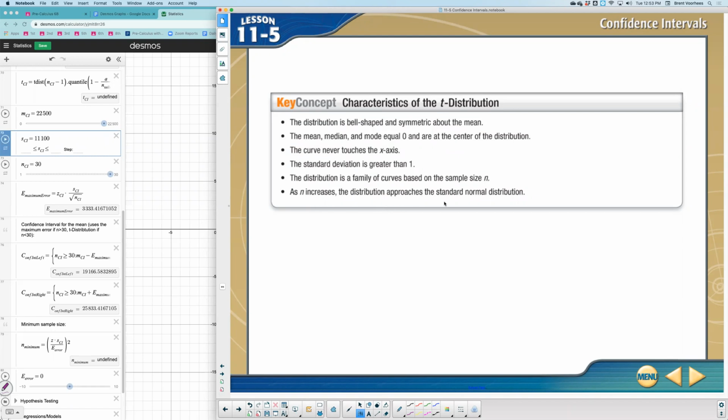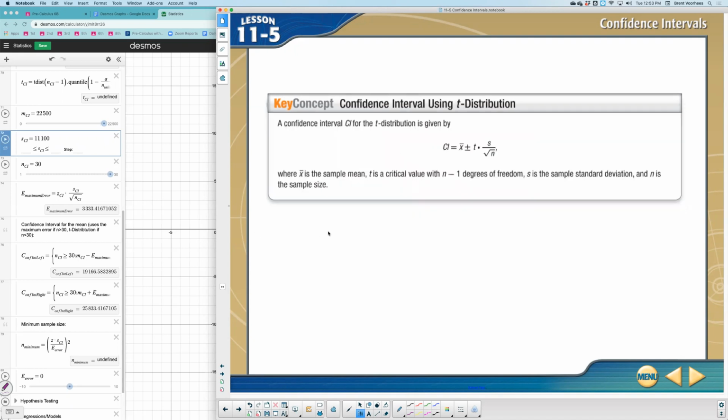As n increases, the distribution approaches the standard normal distribution, the normal with a mean of 0 and a standard deviation of 1. So as n increases, it gets closer and closer to the normal distribution. Okay. So using confidence intervals for the t distribution, you basically have the same formula.